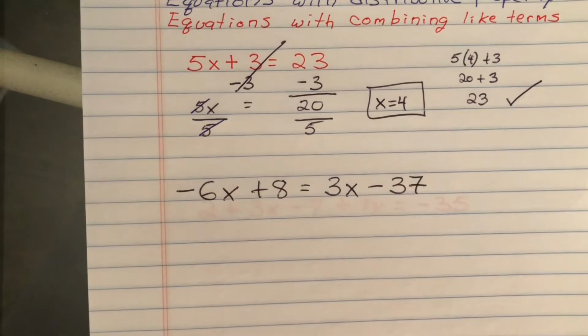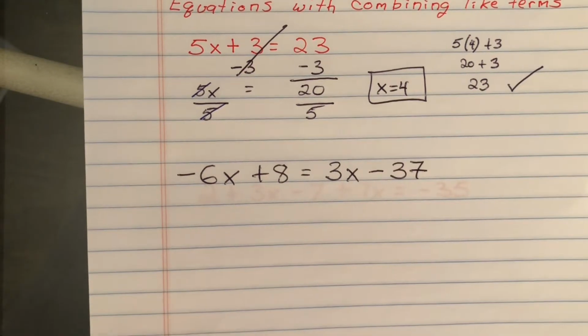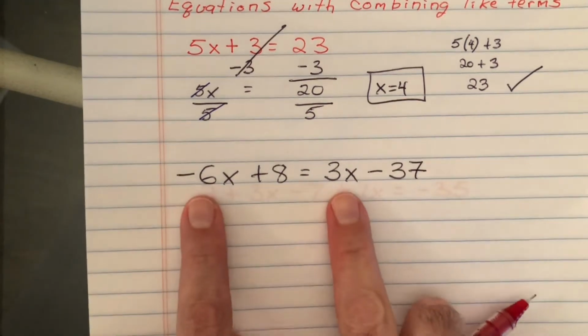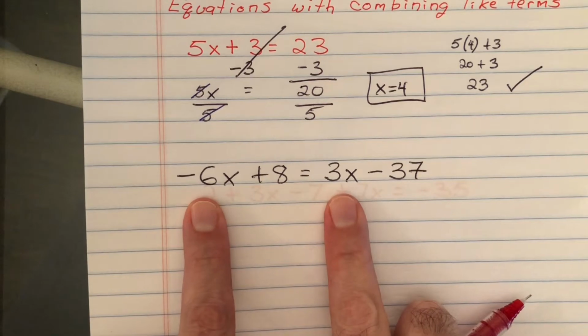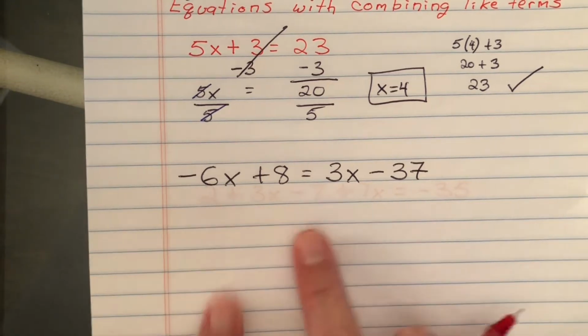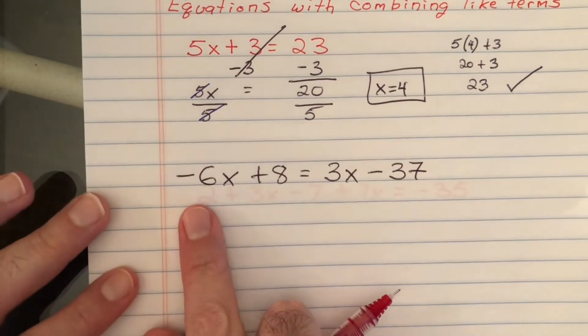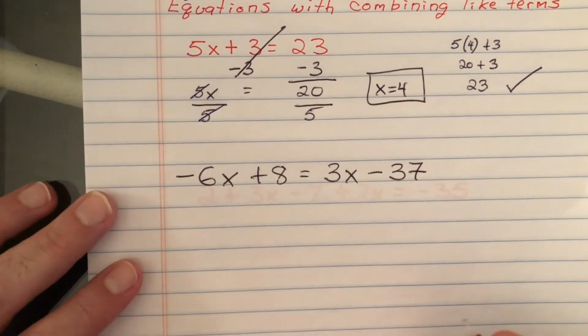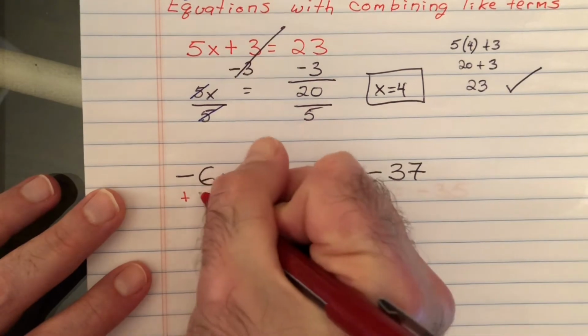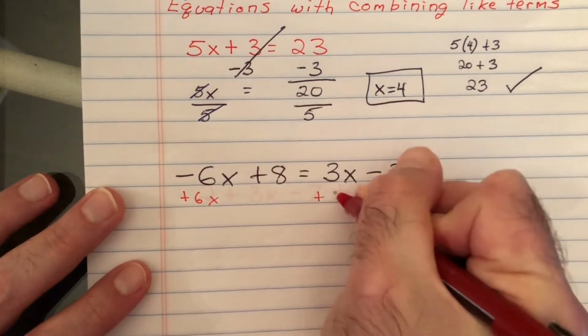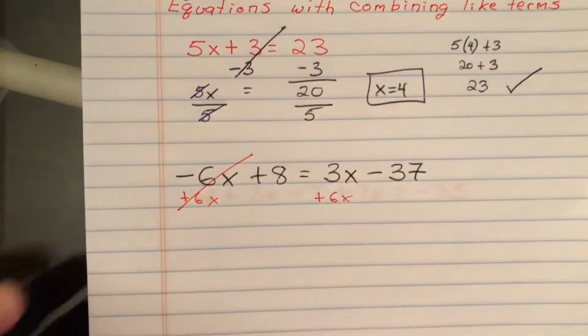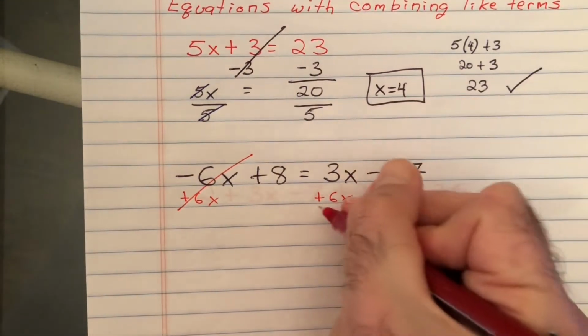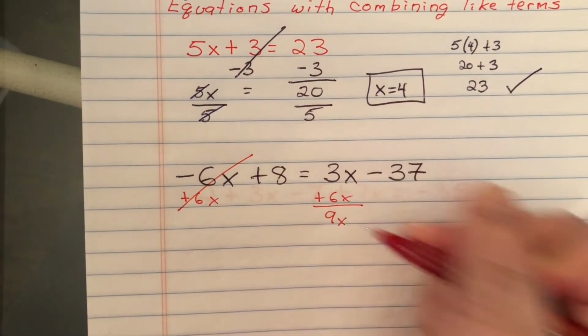Now I've got an equation with variables on both sides, so there are a few more steps. First, you want to get the x's together. The easiest way to get the x's together is to take the negative number and add it. Adding is always easier than subtracting. Plus 6x, plus 6x. Here they cancel out. 3x plus 6x is 9x.